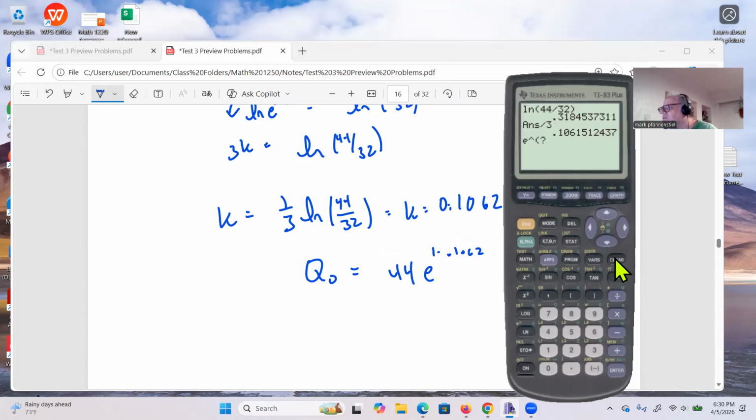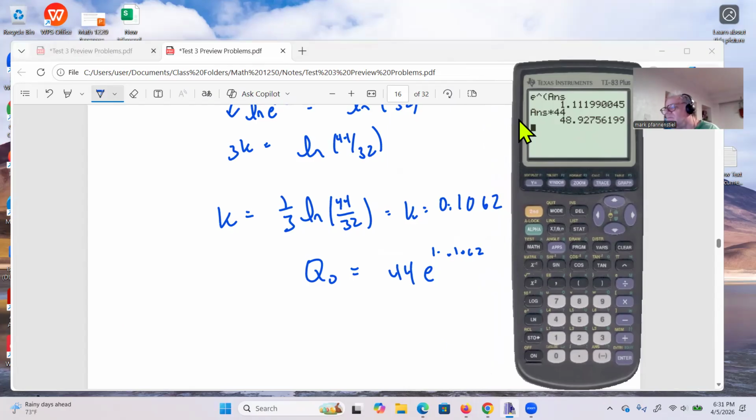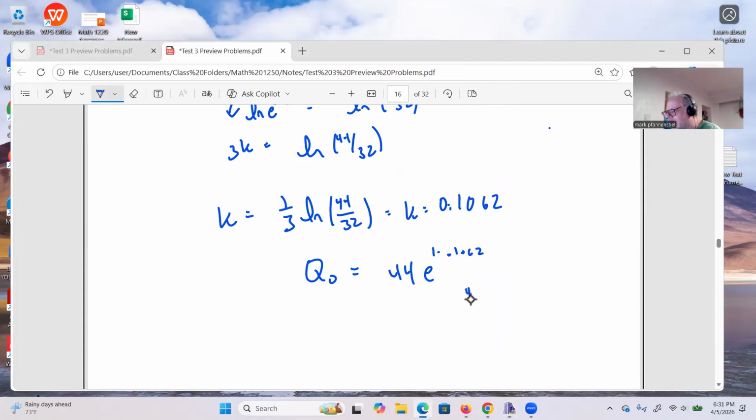Nope, didn't like that at all. Okay, so clear that. So we're going to say second function ln, that's what I wanted. So that'll be the 0.1062 equals, and then say times 44. Okay, and I got 48.927. So we're going to say this 48.93. And that'll be our answer.